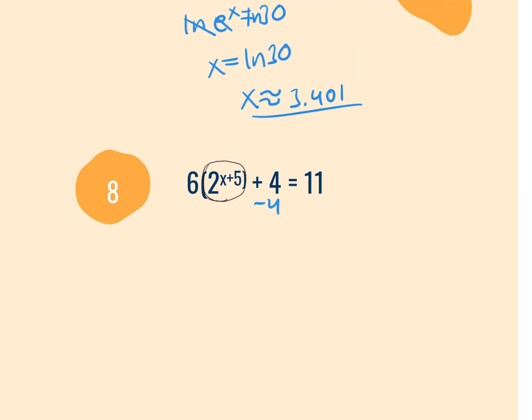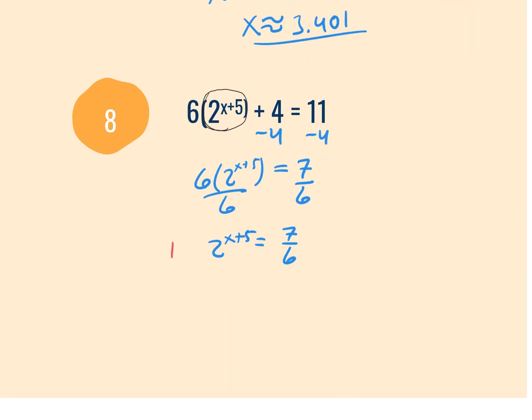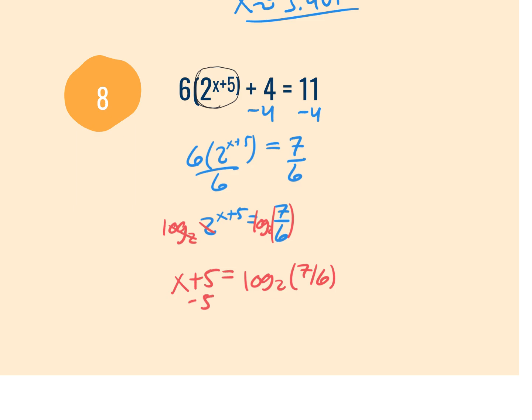To get it by itself, let's subtract 4. And then I get 6 times 2 to the x plus 5 equals 7. Divide both sides by 6. And then I get 2 to the x plus 5 equals 7 over 6. And then you can log or ln both sides. I'll show you what it would look like if you chose to just do a log base 2. If I did log base 2 on both sides, you immediately get x plus 5 equals log base 2 of 7 over 6. And then you would just subtract 5 on both sides.